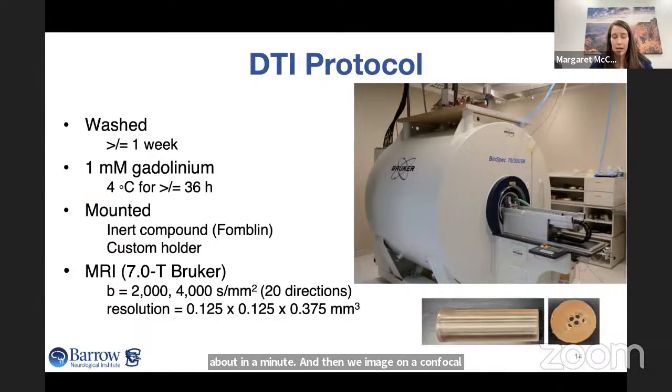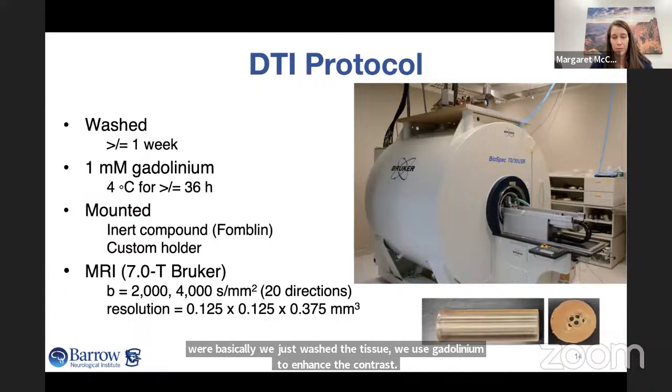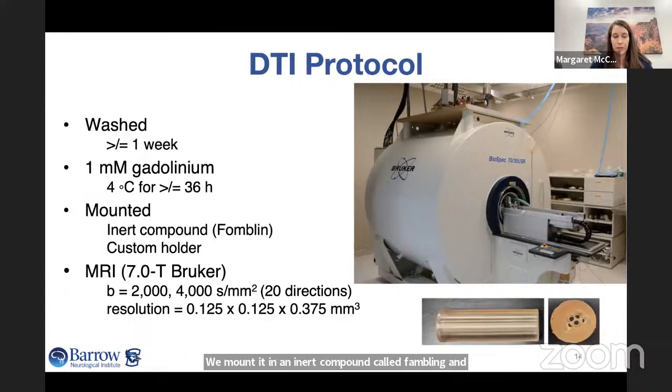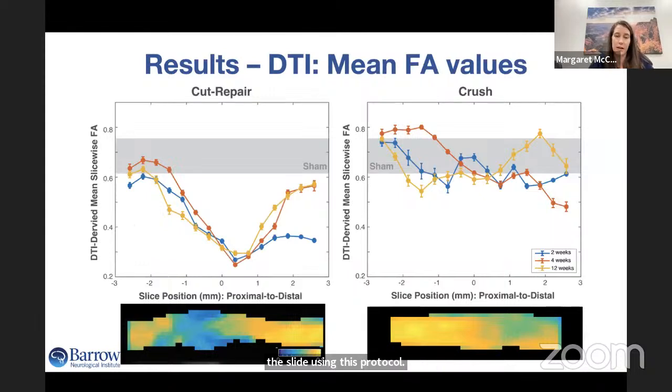Our DTI protocol for these preclinical studies was basically: we wash the tissue, use gadolinium to enhance the contrast, mount it in an inert compound called formalin, and then run the scans on our 7 Tesla preclinical imager at 2 different B shells. We were able to achieve the resolution listed at the bottom of the slide using this protocol. The results from our preclinical DTIs were once again what we had predicted and expected to see.